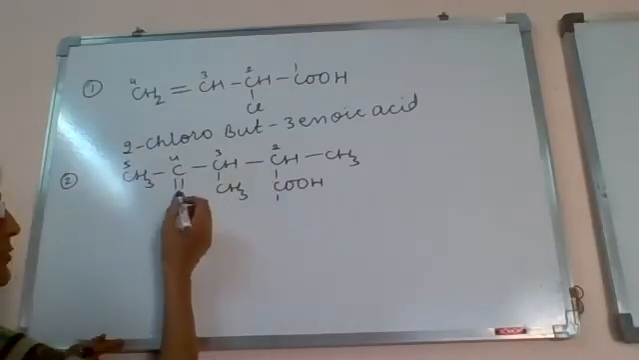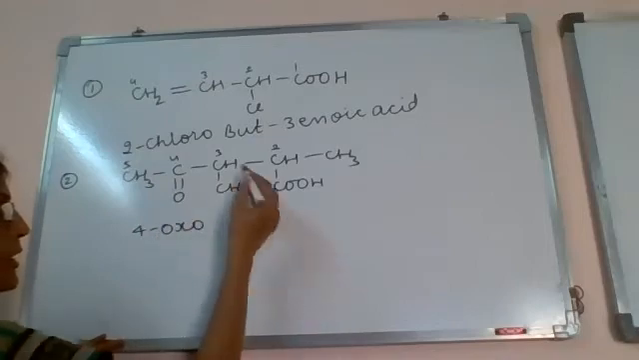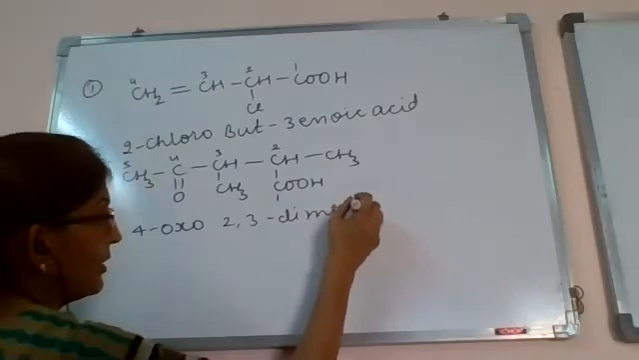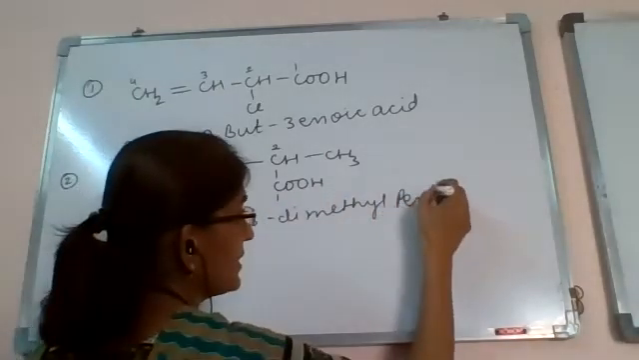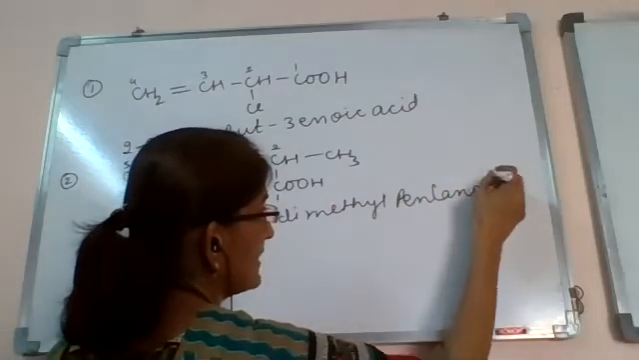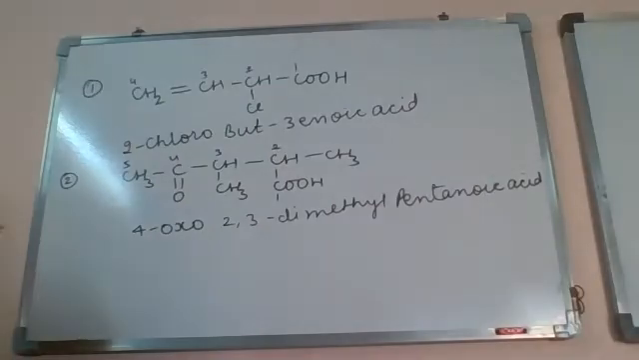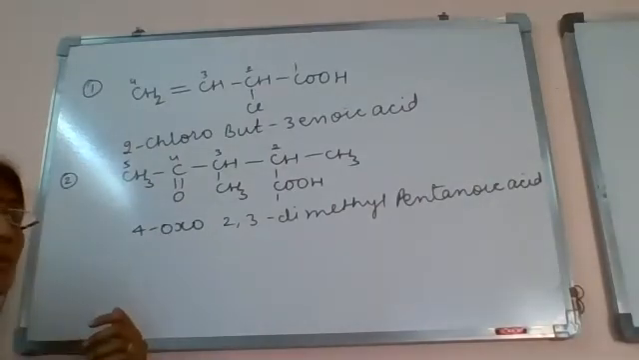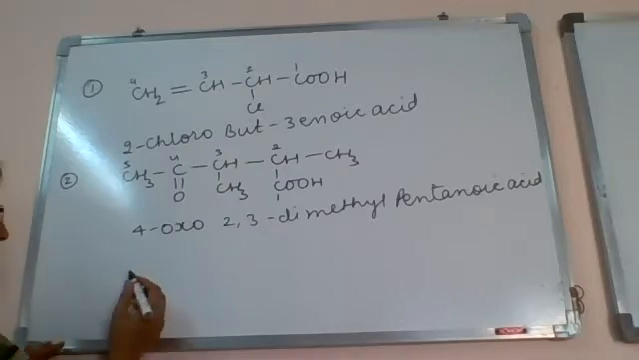So it is 4-keto or 4-oxo, 2,3-dimethyl, and then it will be pentanoic acid. 5 carbon, so it is pentanoic acid. So COOH should be included in the chain. If you are not able to include it, or if you do not include it, then it is absolutely wrong. So it should be included in the chain.